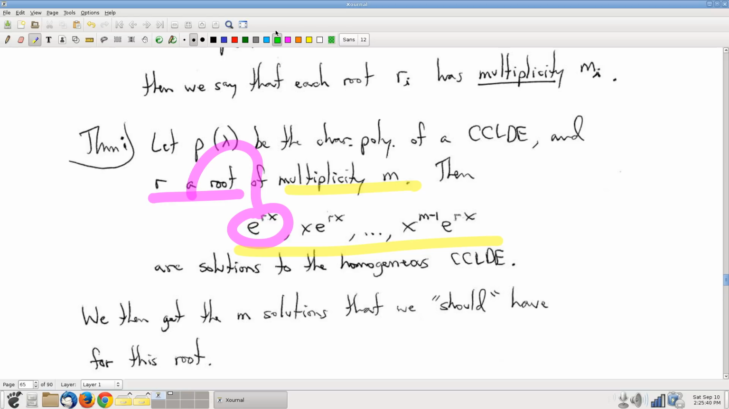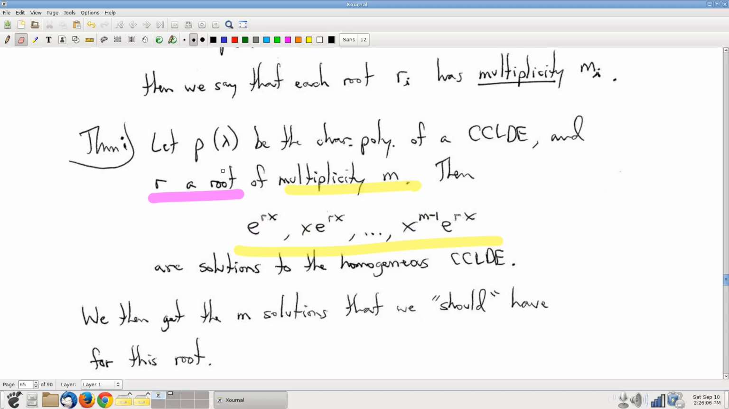And notice that what that complete list of solutions is, you have the same e to the rx, and they've just all been tweaked, and the tweaks are always powers of x. So e to the rx, x e to the rx, x squared e to the rx, etc., and you go all the way up to x to the m minus 1 e to the rx.